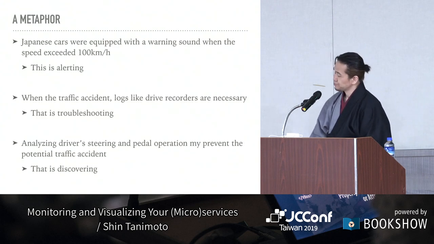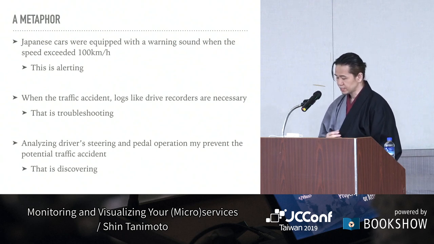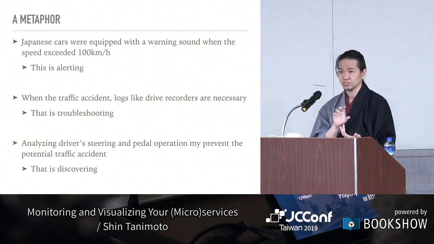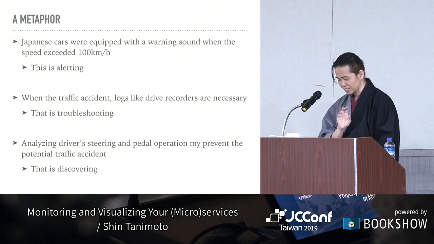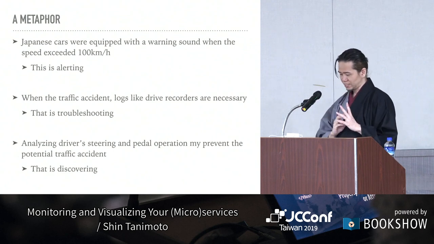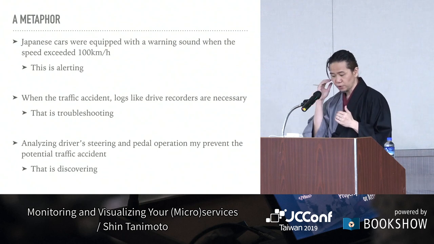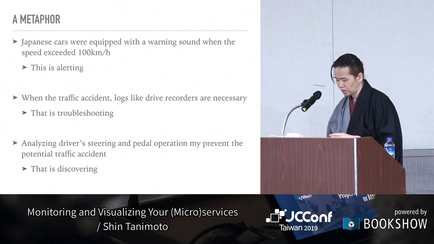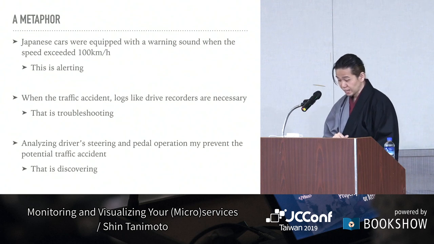And for alerting, about 40 years ago, Japanese cars were equipped with a warning sound when the speed exceeded 100 kilometers per hour. It sounds king-kong. So that is alerting. Even if the driver takes his eyes off the meter, the sound makes him aware that he drives too fast. But unfortunately, it's gone for about 10 years. Why? Because everyone ignored the alert.